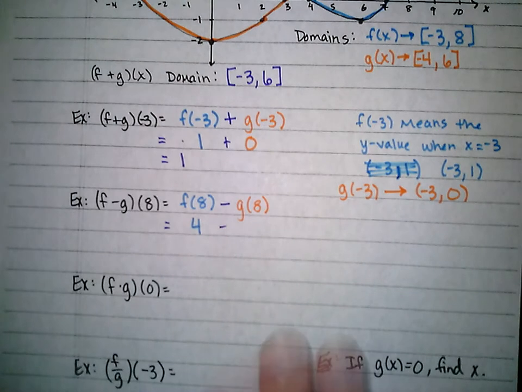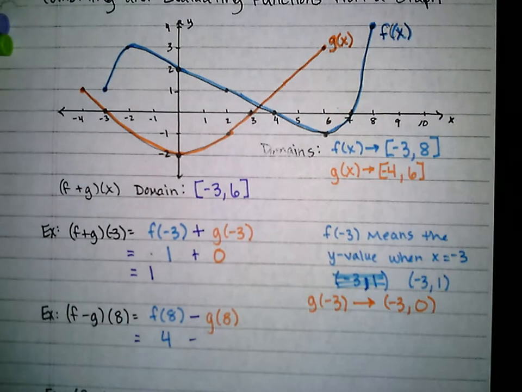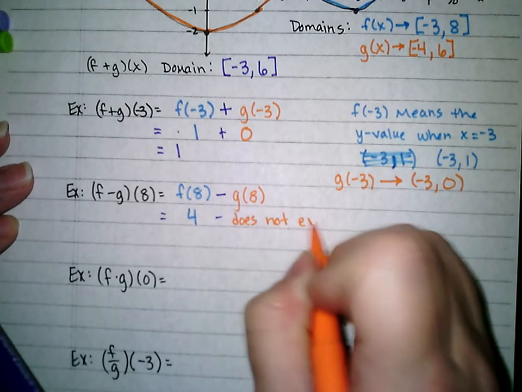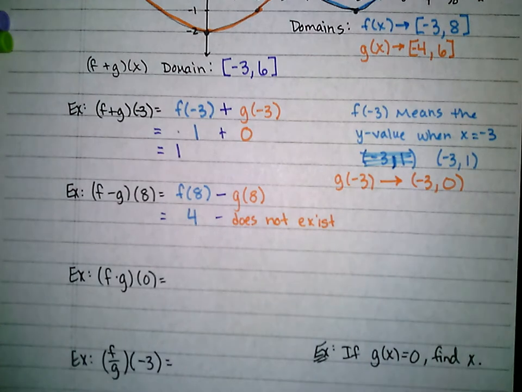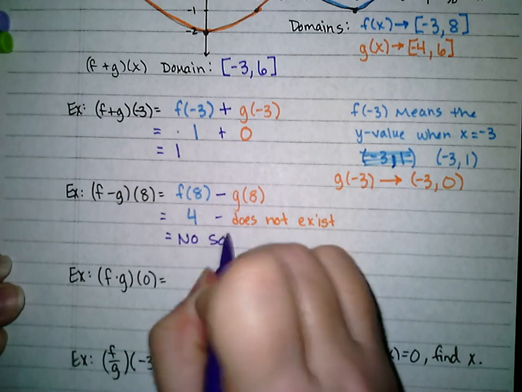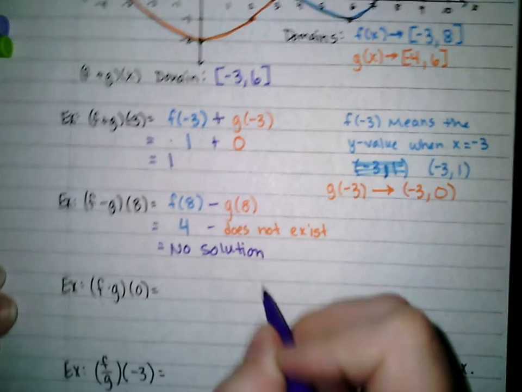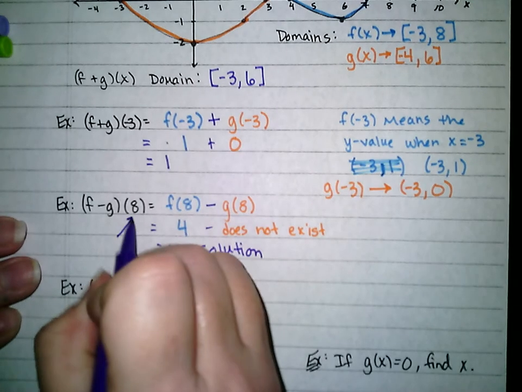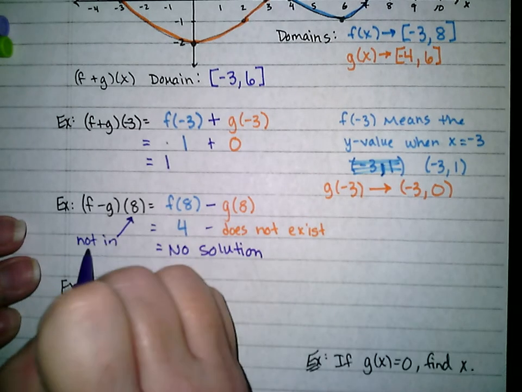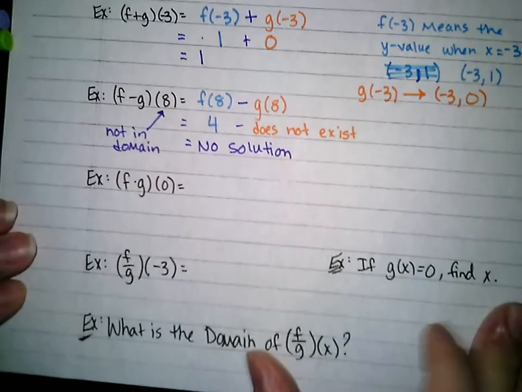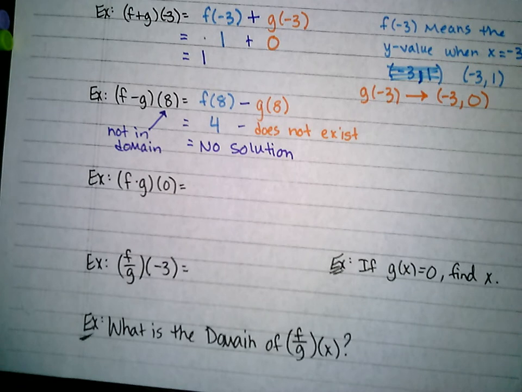And g of 8, well, g of 8 doesn't exist. So I can't really do 4 minus that, it does not exist. So this would be no solution because it's not in the domain of my combined function. The domain is -3 to 6, so 8 is not in the domain of that combined function. So no solution.